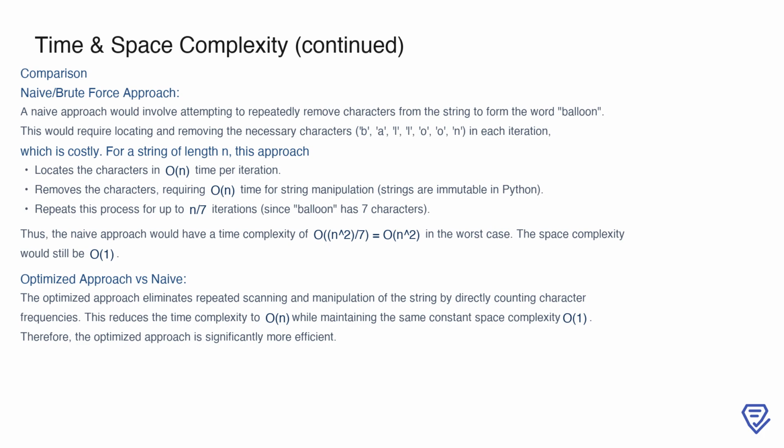Combining these steps, the naive approach would have a time complexity of O(N²) in the worst case. In contrast, the optimized solution avoids repeated scanning and manipulation by directly counting character frequencies, reducing the time complexity to O(N). Both approaches share the same constant space complexity of O(1), but the optimized method is significantly faster.